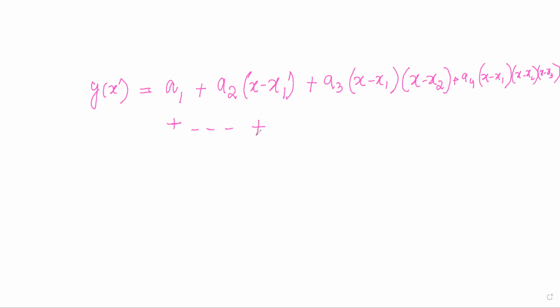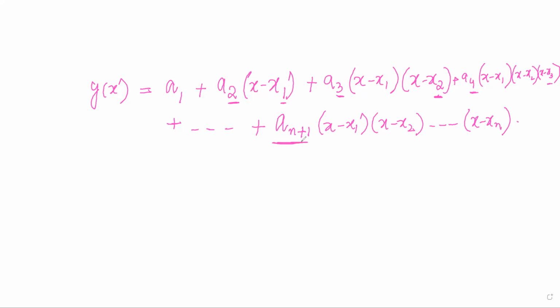The last term will be, see, when we have the second coefficient, we have x minus x1. The third coefficient has x minus x2. For a4, the fourth coefficient, we have three factors. So the last term will be a(n+1) into (x minus x1) into (x minus x2), in product, and so on, into (x minus xn). What is the reason for writing a(n+1)?